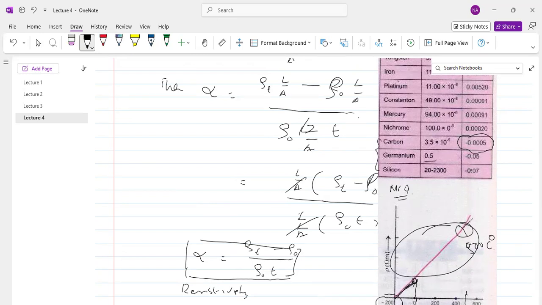So germanium is minus 0.05 and silicon is minus 0.07.